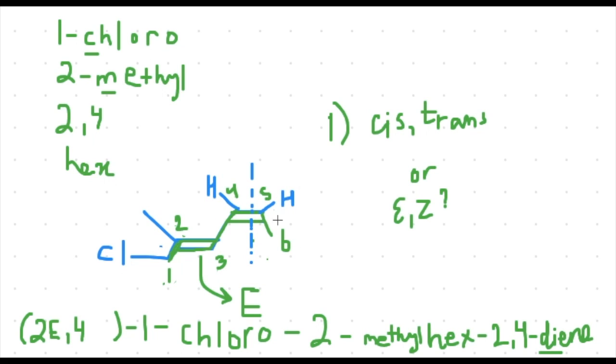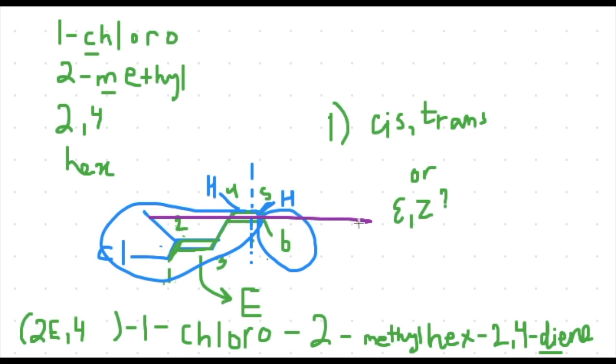Looking at the right-hand side, this is the priority group, because up here is hydrogen and down here is carbon. And on the left, the priority group is also everything over here, because up here is just a hydrogen. Now when I draw a line perpendicular to our bond and draw the direction of each of the priority groups, I have both of them going down. So this is going to be a Z. So we have 2E, 4Z, 1 chloro, 2 methyl, hex, 2, 4 diene.